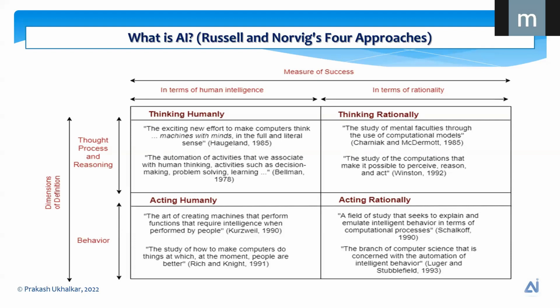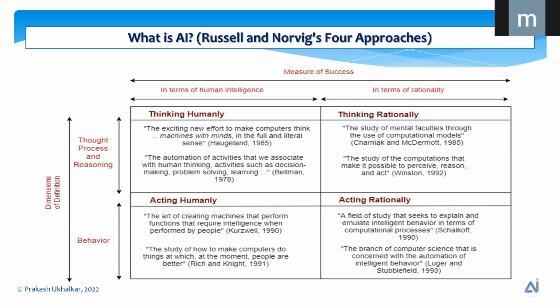Now let's move on to acting humanly. Kurzweil in 1990 defined AI as the art of creating machines that perform functions that require intelligence when performed by people. So how people perform actions, can a machine perform that, right?